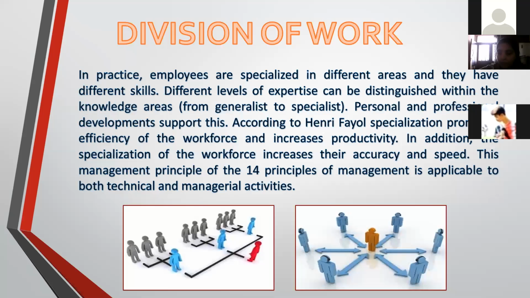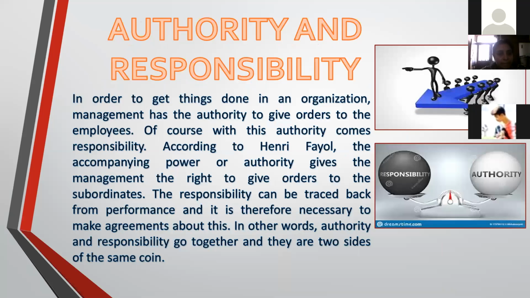So the second principle is authority and responsibility. According to Fayol, authority is the right to give orders and obtain obedience, and responsibility is the corollary of authority. We can say authority refers to the right of a person to give orders and extract obedience, and responsibility refers to the obligation of a subordinate to perform the assigned task.